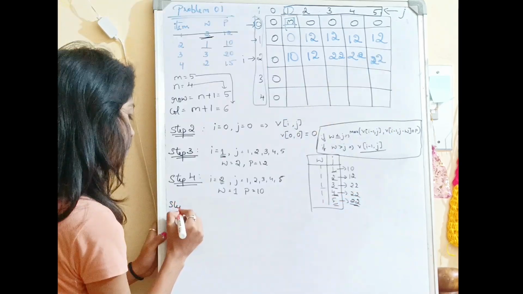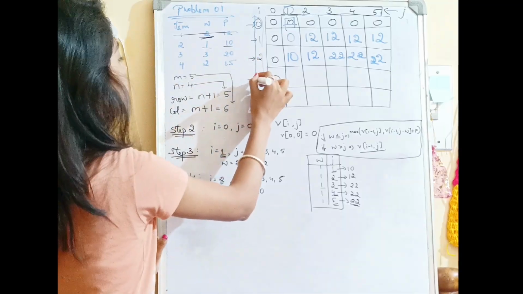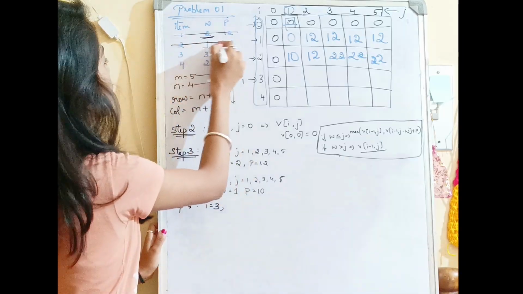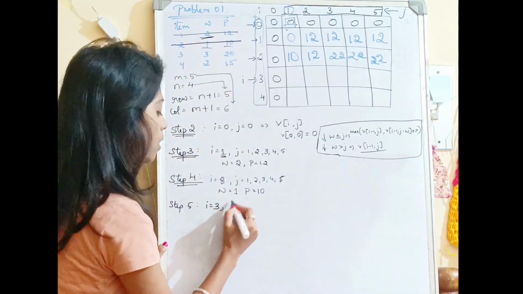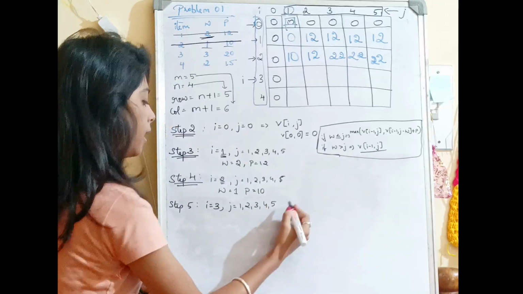Okay. So step 5, i gets again incremented to 3. But j remains the same. The second object is done. So now is the third object. j is equal to 1, 2, 3, 4, 5.